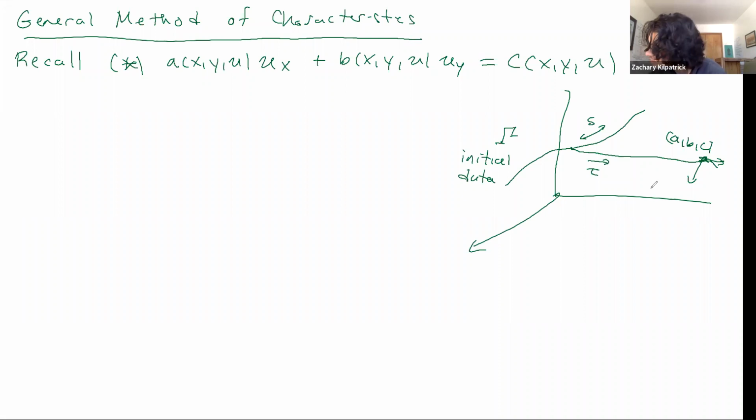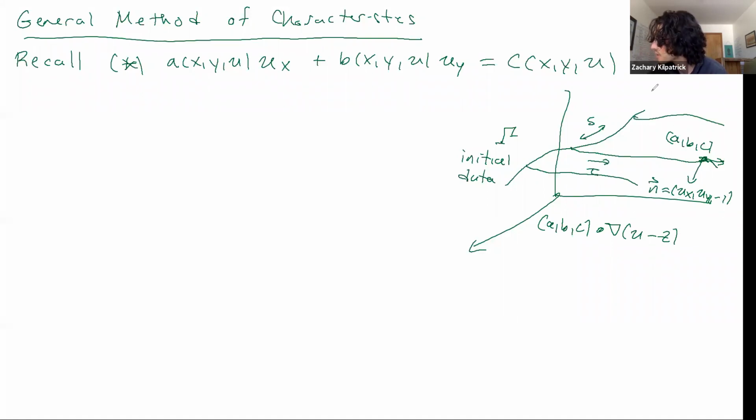And the normal to this is going to be u_x, u_y, minus 1. So that a, b, c dotted with the gradient of u minus z. You know, z is our whole solution surface. Okay, z is equal to u of x, y. Okay, this is going to be equal to just our left-hand operator, and then we shift over that function from the right-hand side c. We say that's equal to 0. Okay.